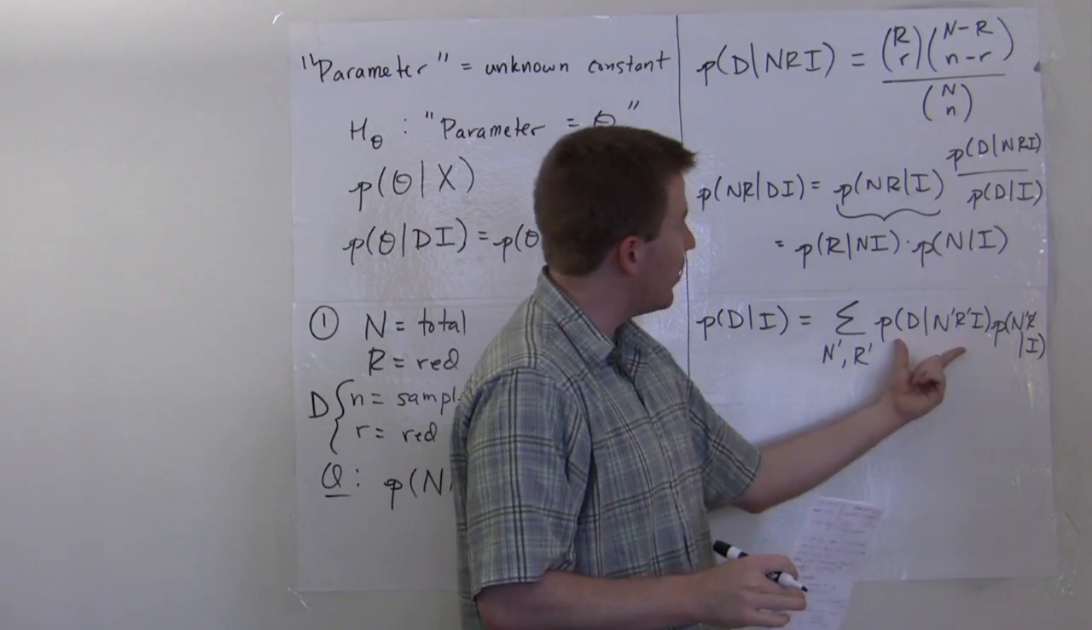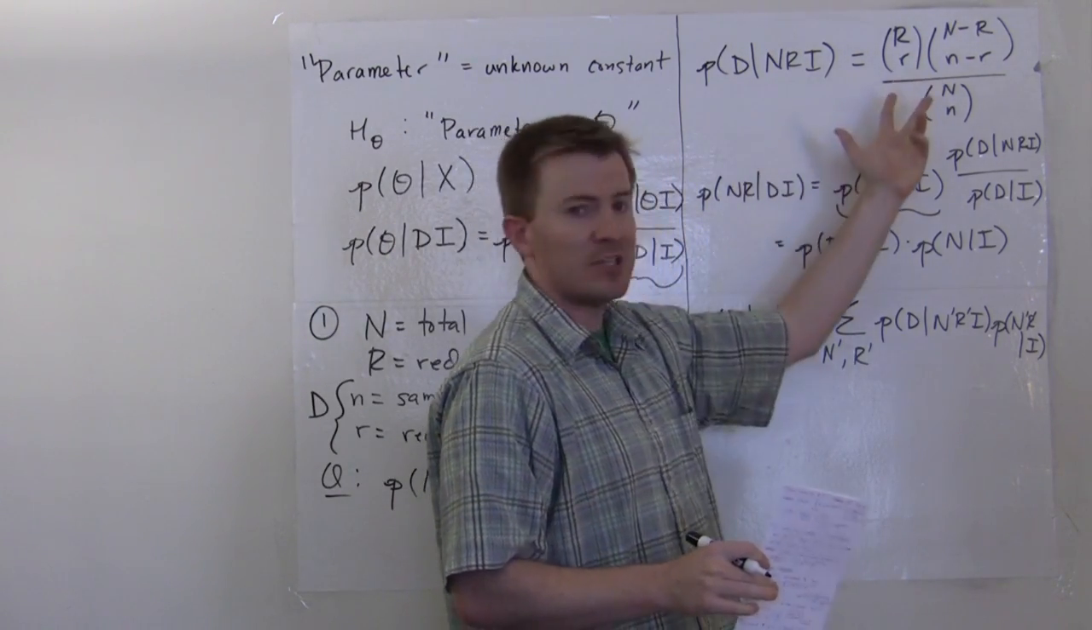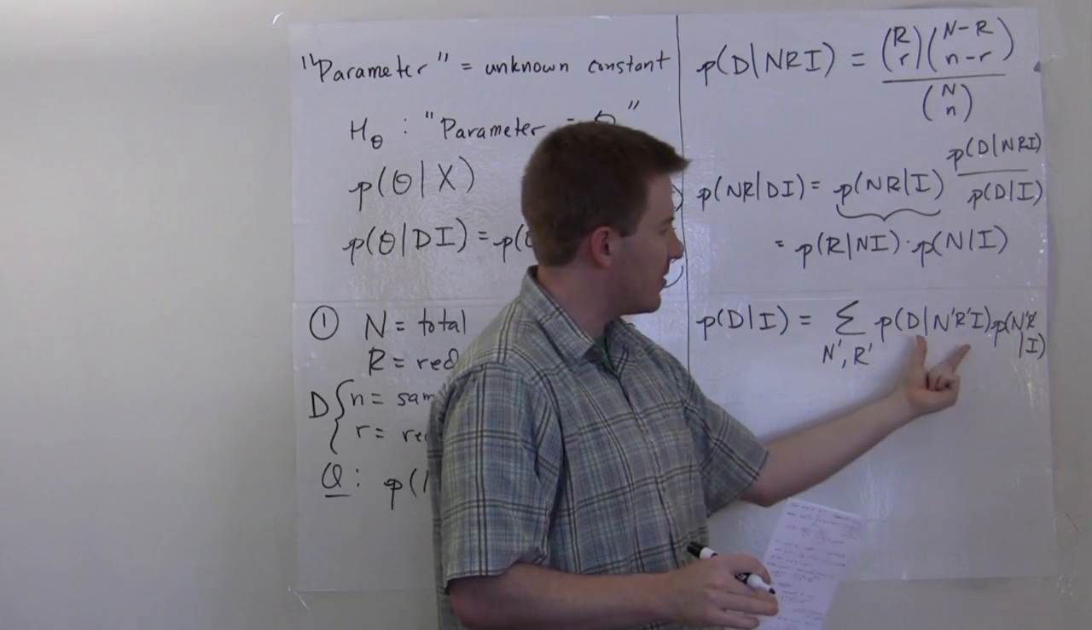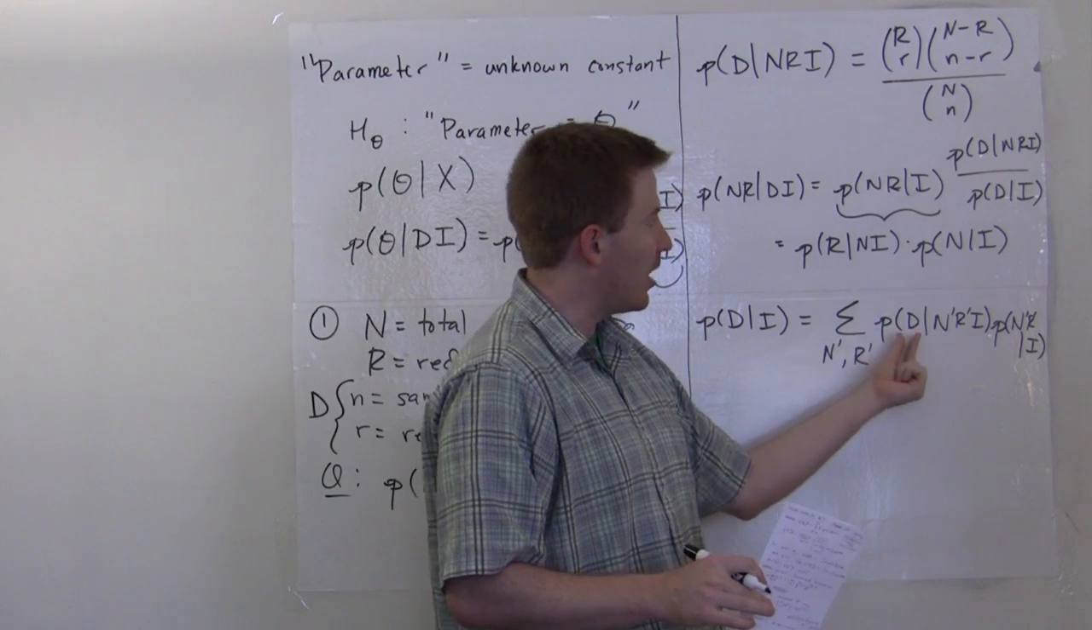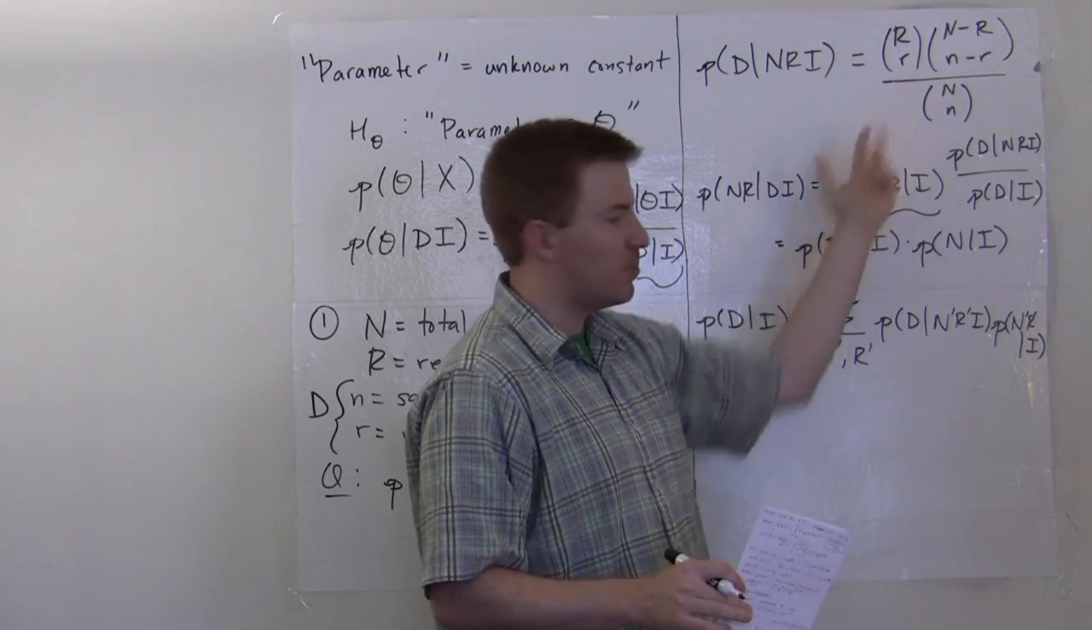The first term here is exactly going to be this hypergeometric distribution. So we're just saying that for any possible choice of n and r, our data probability would be the hypergeometric distribution.